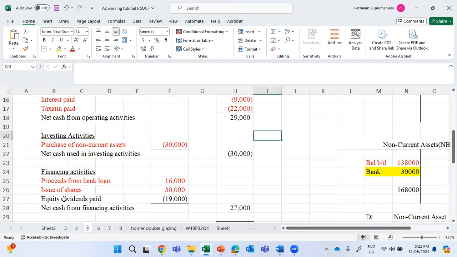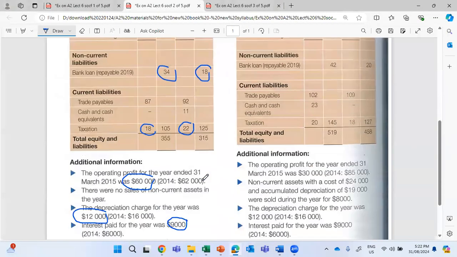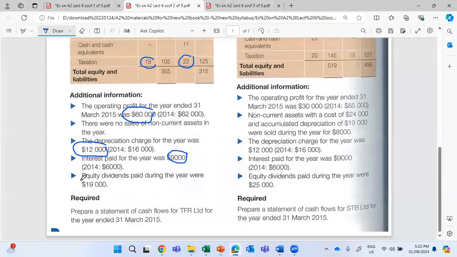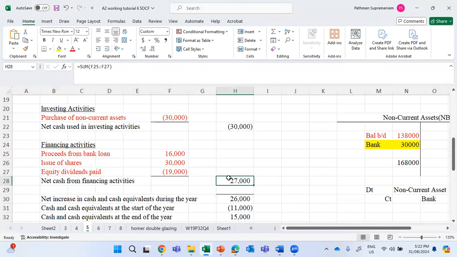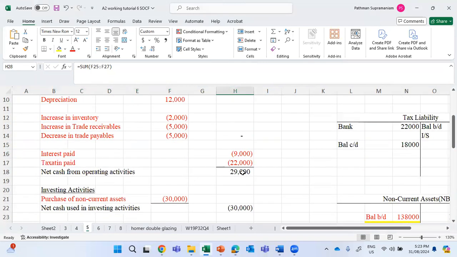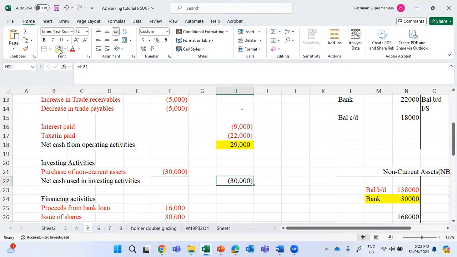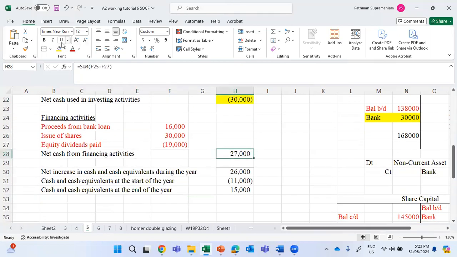Next we have equity dividends paid. How can I know that? It's mentioned here: equity dividends paid during the year, 19,000. So you take the amount straight away. 19,000 is a cash outflow. Summing this up, we'll get 27,000, and then we need to sum up these three figures: 29,000 minus 30,000 plus 27,000 to give us 26,000.